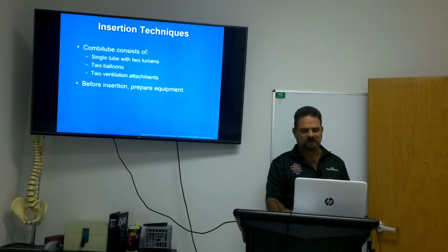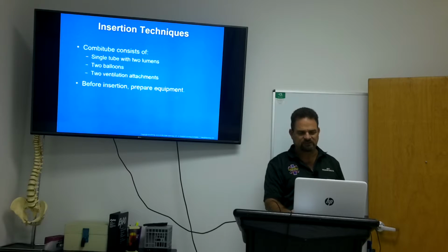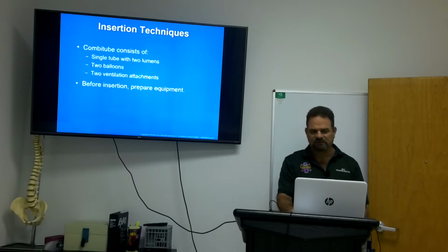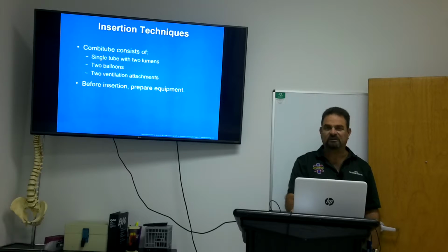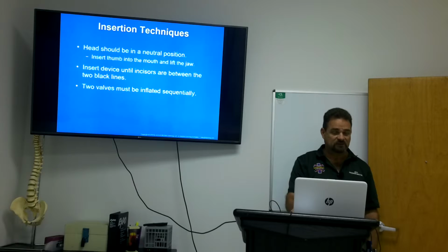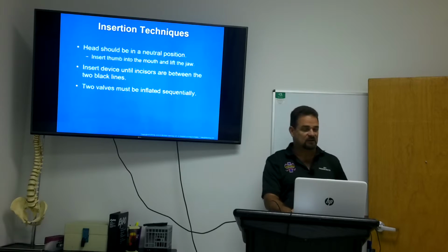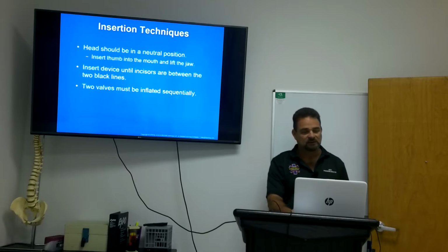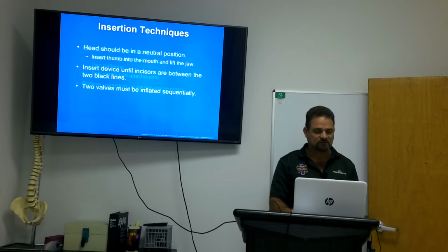Here's your insertion technique. Combi tube: you have a single tube with 2 lumens, 2 balloons, 2 ventilation attachments. For insertion, check and prepare your equipment. Make sure to pre-oxygenate your patient. Do not interrupt ventilation for longer than 30 seconds to insert the airway. Head should be in a neutral position. Insert the thumb into the mouth. Insert the device until the incisors are between the 2 black lines. The 2 balloons must be inflated sequentially.